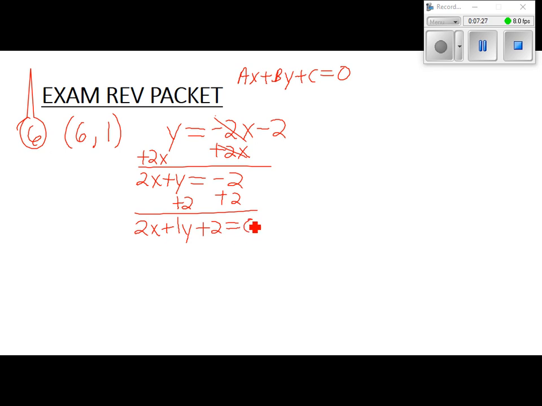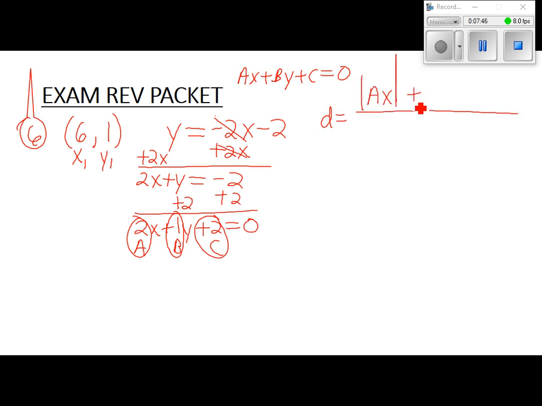Now, once it's in that form, this 2 is our A, the 1 there is our B, that positive 2 is our C, this is our x1, this is our y1. The formula was this big long formula. It was A times x1 plus B times y1 plus C, all that in absolute value, all over the square root of A squared plus B squared.